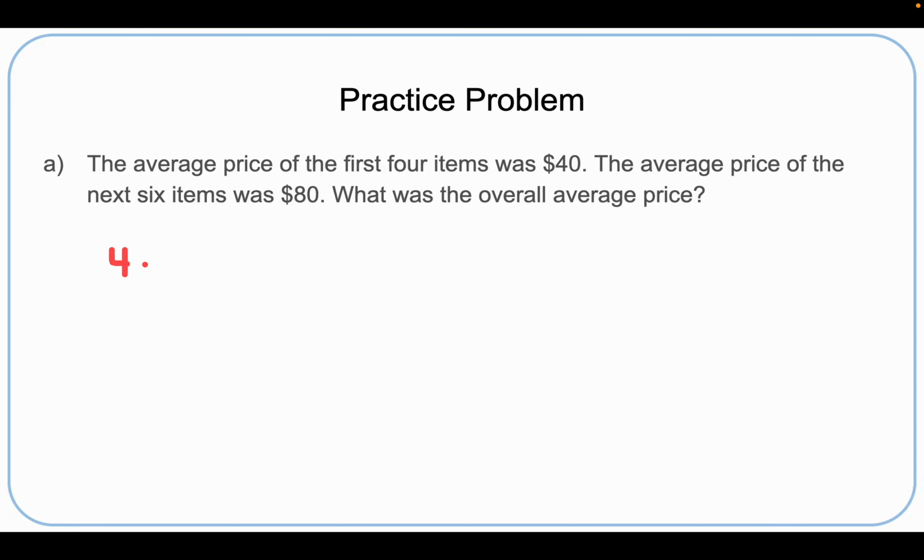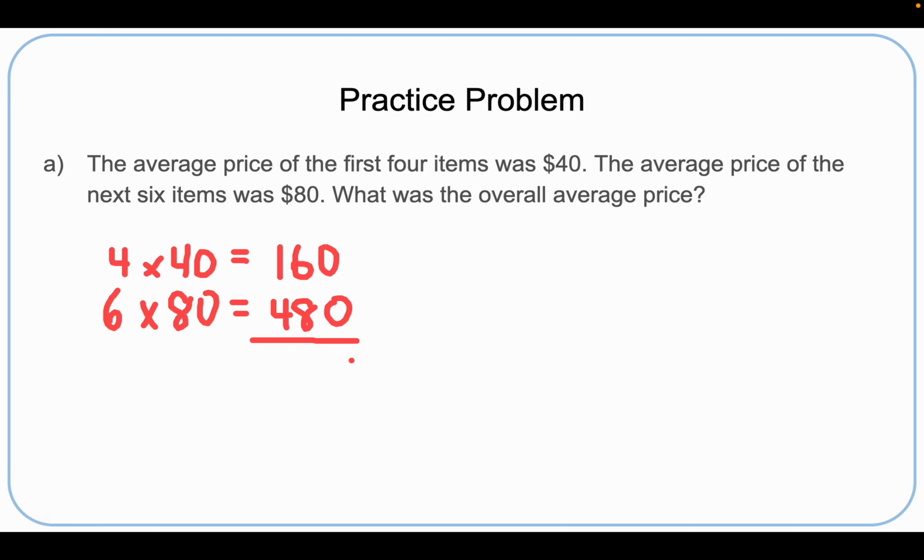Okay, so our first 4 items averaged to $40. So we'll do 4 times 40, which is $160 that they totaled. And then the next 6 items averaged $80, so their total price was $480. Then we can add these together to figure out what was the total price that we paid, which would be $640. So $640 for how many items? 10 items. So to find the average price, we're just going to divide 640 by 10. So the average price of an item was $64.